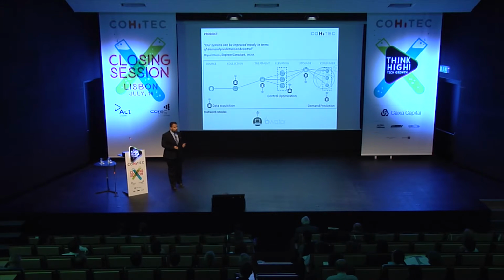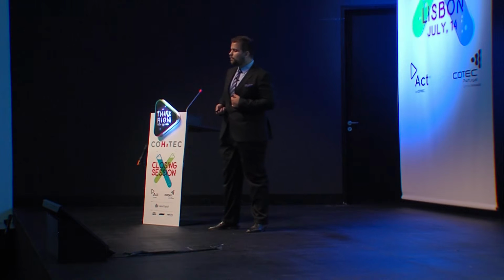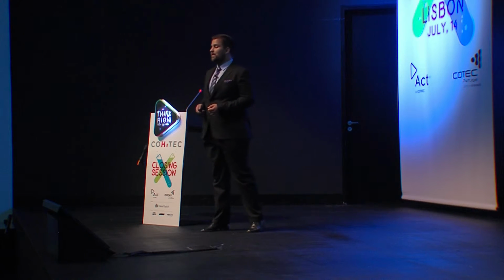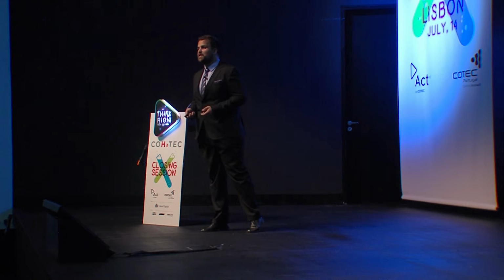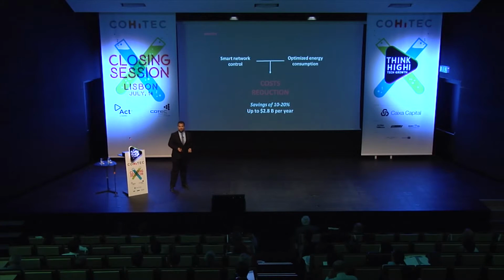As water utilities are investing right now in monitoring systems, bWater is able to provide the next step, creating value from the data that they are already acquiring. Our contacts have stated that they feel a product like bWater would greatly improve their systems. But how much can we improve? Our benchmark analysis showed that through smart network control and optimized energy consumption, bWater can reduce costs by 10 to 20%, which would mean worldwide up to $2.8 billion per year saved.